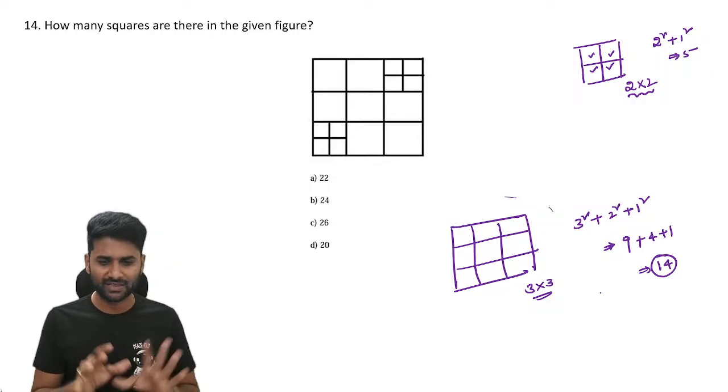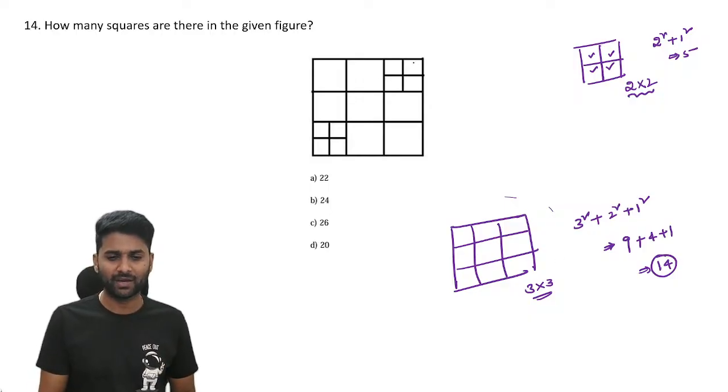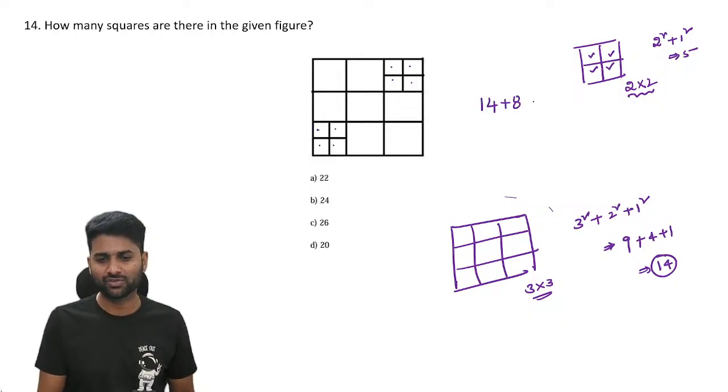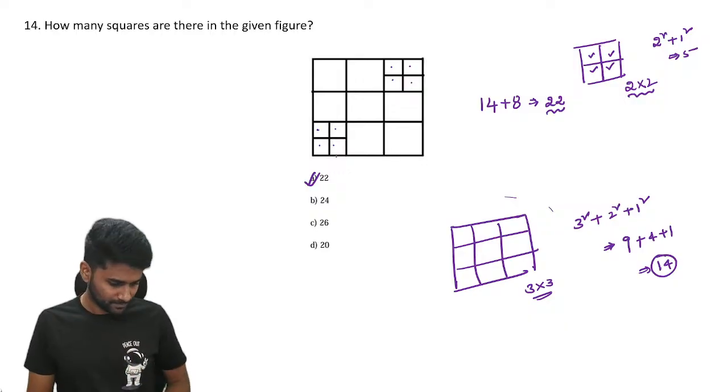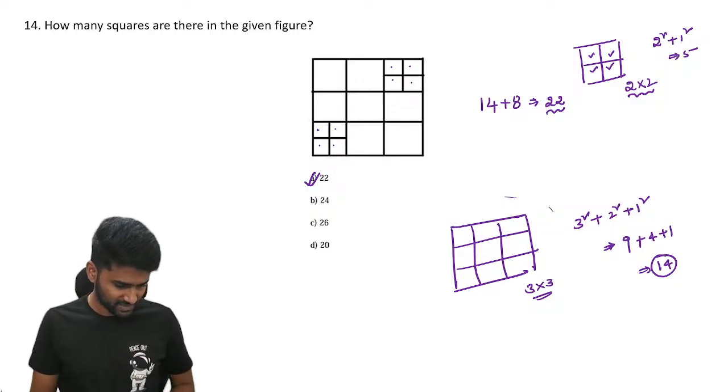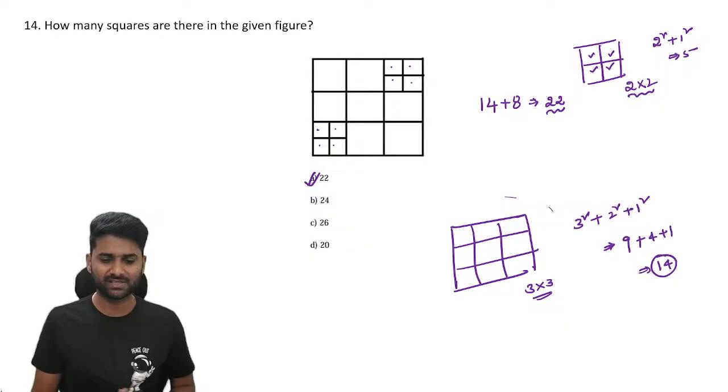So you are done with this part only. But we are not including these ones. 1, 2, 3, 4, we have to add. 1, 2, 3, 4, we have to add. So 14 plus 8 more squares, and the total number of squares is 22. Yes, very good, Nana. Total number of squares is 22.